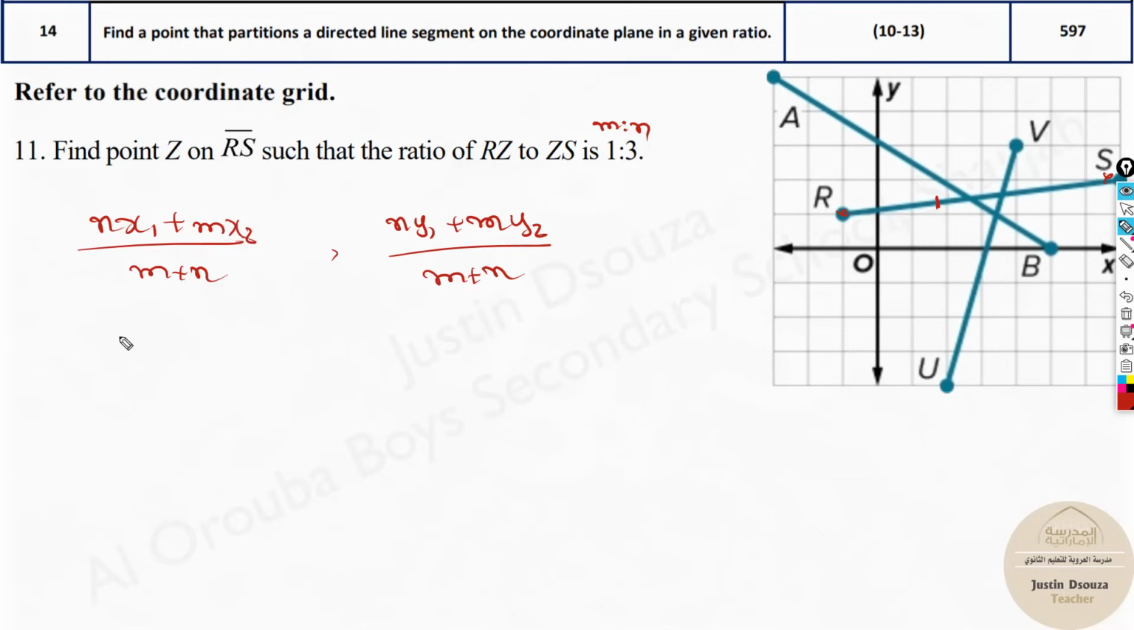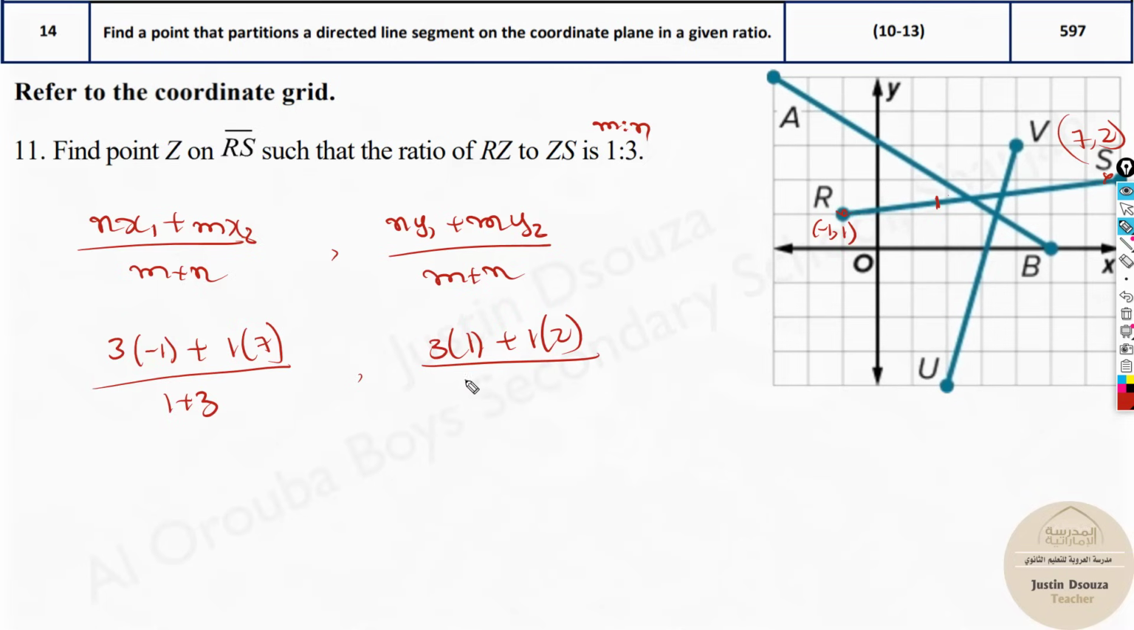Now let's do the substitutions. It'll be 3 into x1. Let's see, it's minus 1 and 1. So x1, y1 is minus 1, 1. What about S? It'll be 1, 2, 3, 4, 5, 6, 7, comma 2. So x2, y2 is 7 and 2. Let's do x first. x1 is minus 1, plus... Oh yeah, I've written it correctly. I was confused with the formula over here. It's m now, and x2 is 7, divided by m plus n, which will be 1 plus 3. Same thing over here, but all we do is replace x1 and x2 with y1 and y2. Over here we have y1, y2. It's 1 plus m, which is 1, times 2, divided by 1 plus 3.